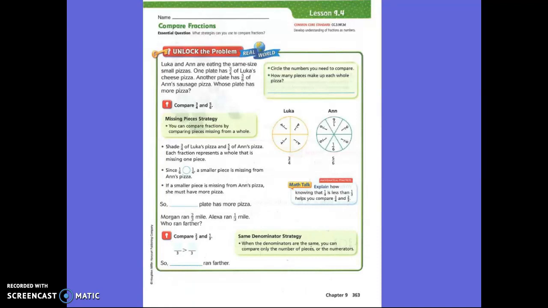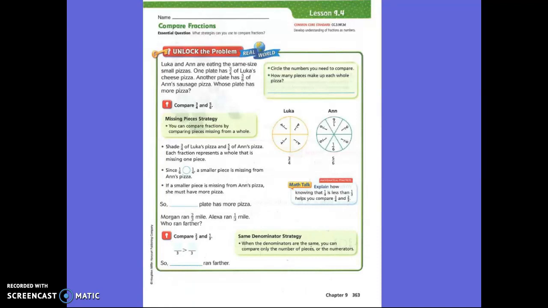You could use fraction strips, but you can also look to see if you have the same numerator or the same denominator. If you have the same denominator, the answer should be easy. You should not need fraction strips, right? But if it's the same numerator, then I would use fraction strips. Okay? So today we're going to compare fractions by using models and strategies involving the size pieces of a whole.